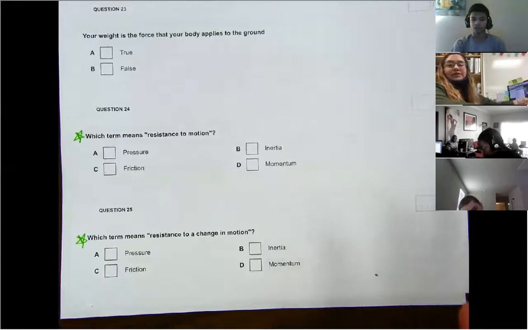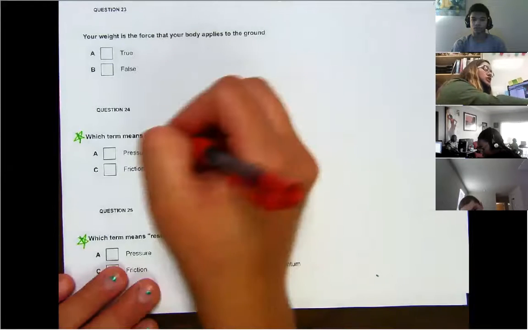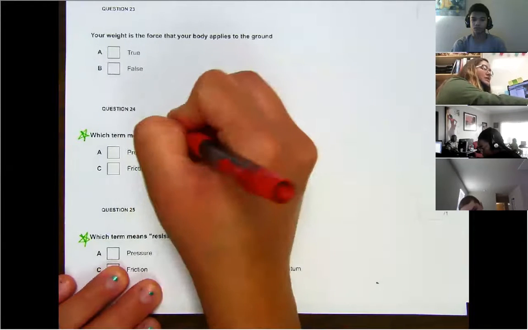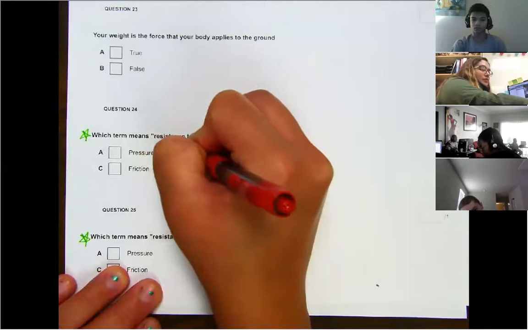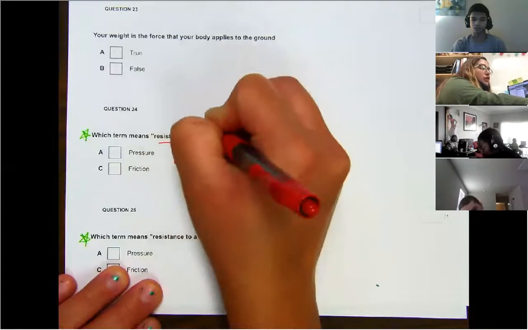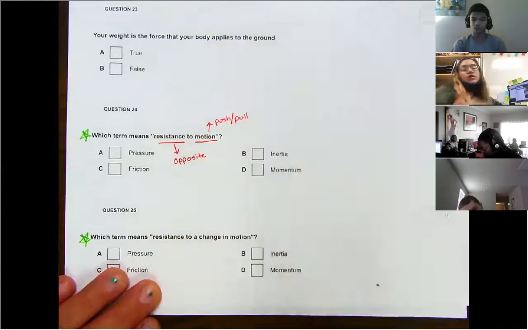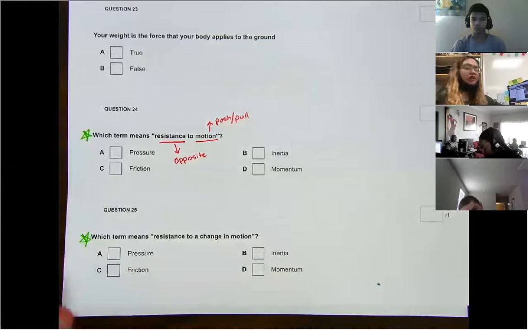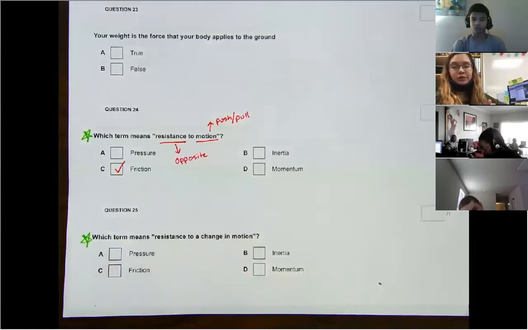All right, the last 2 I'm going to go over. Which term means resistance to motion? So resistance is kind of like opposite. Motion would be your push or pull. So which one's opposite of your push or your pull? That's friction. Friction's going to be opposite to your motion, to your push or your pull.